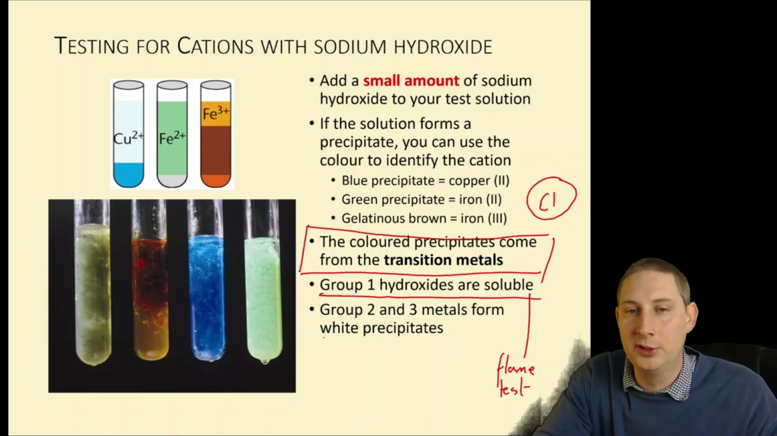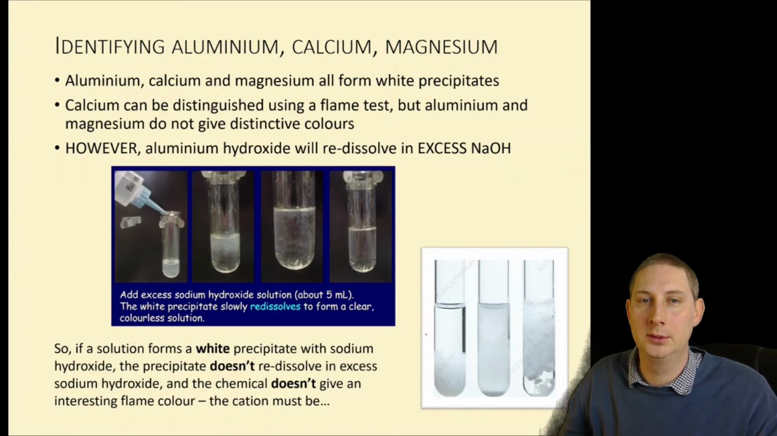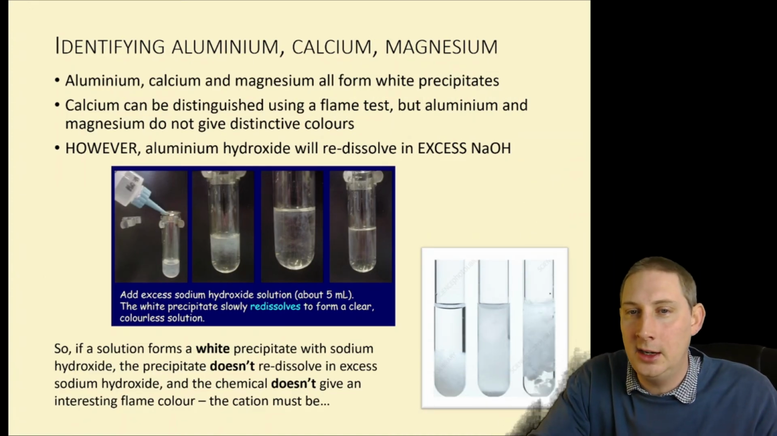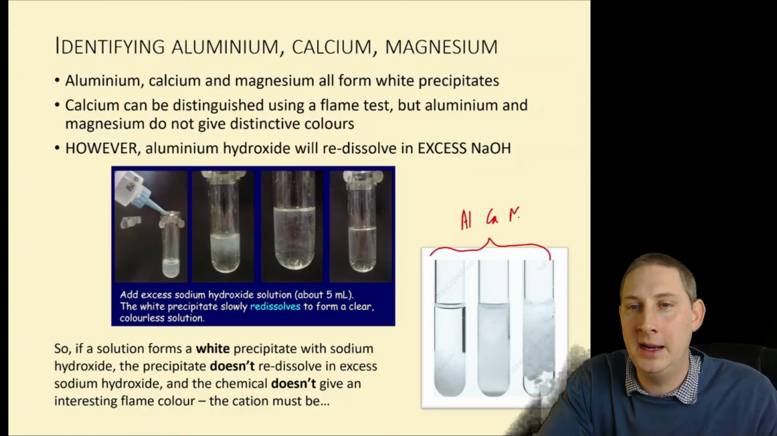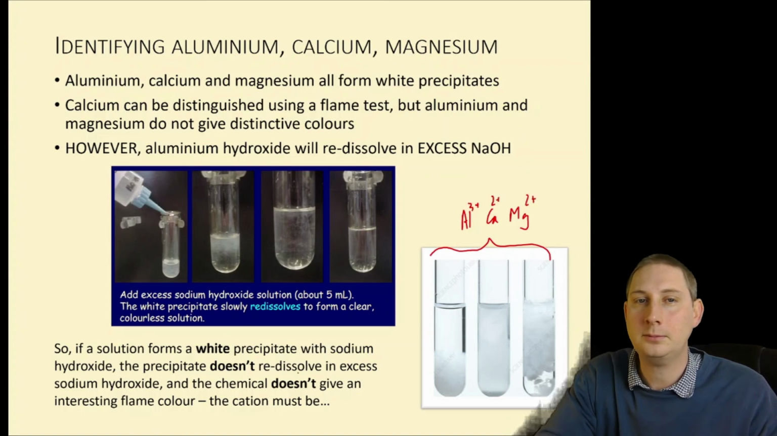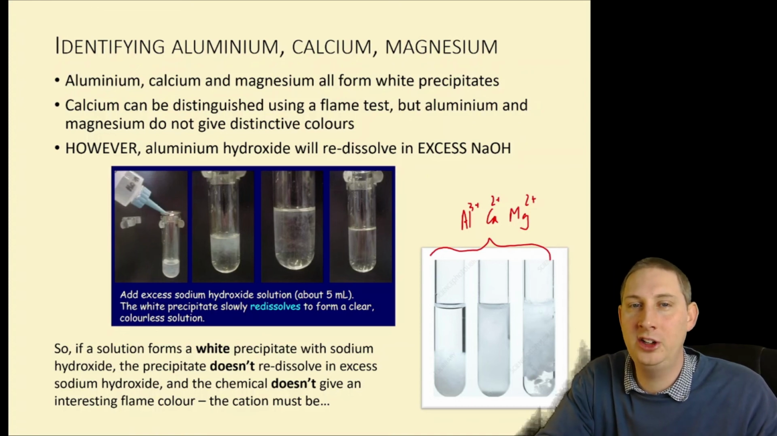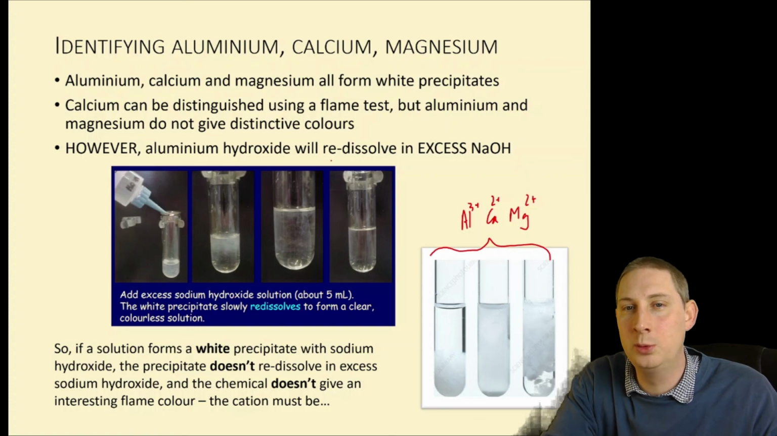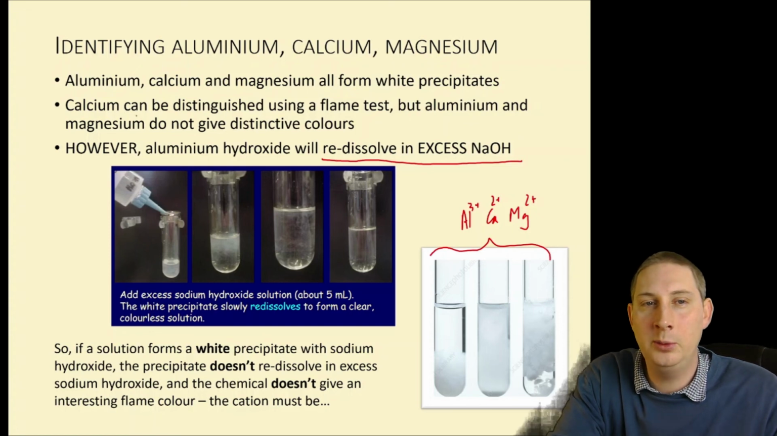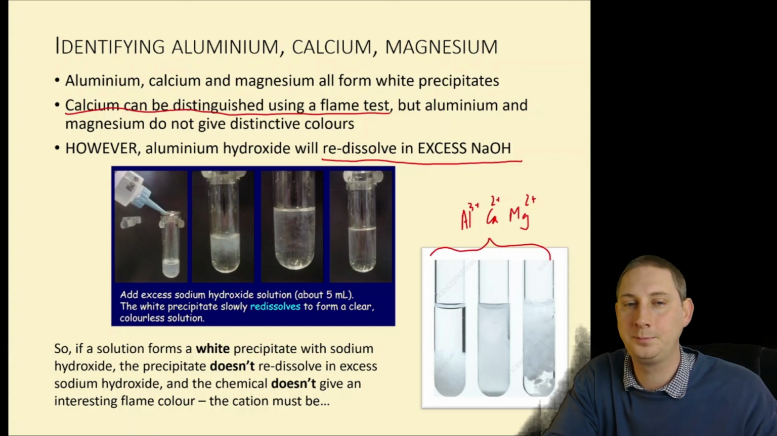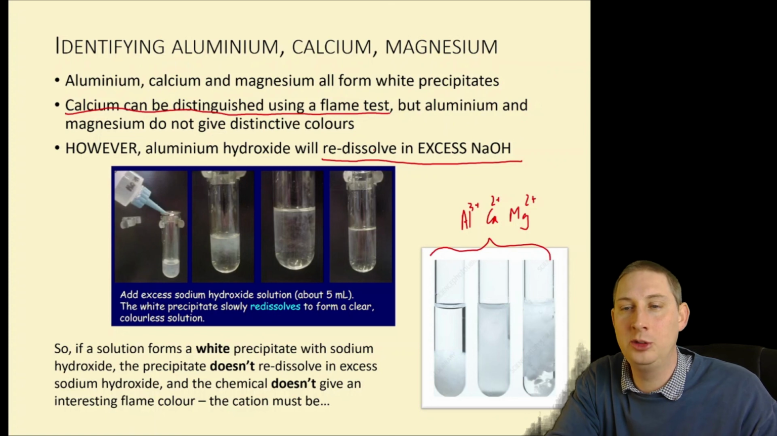Group 2 and 3 metals form white precipitates. And the 3 you need to know here are, in no particular order, aluminium, calcium and magnesium, which give you a white precipitate. How can we identify them? To remind you, aluminium hydroxide will redissolve in excess sodium hydroxide, the others won't, and we can identify calcium by using a flame test. Aluminium and magnesium do not give distinctive colours in a flame test.